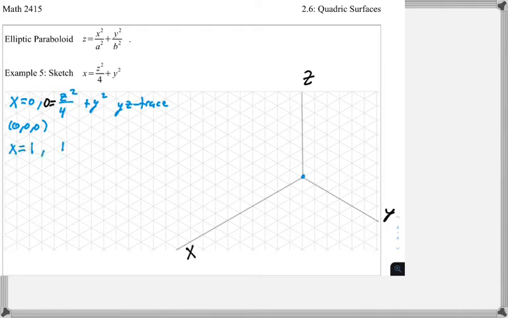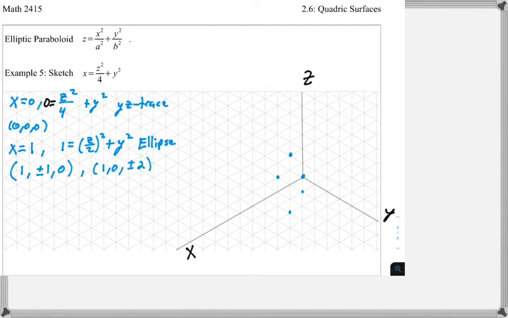However, if we let x equal 1, then we have 1 is equal to z over 2 quantity squared plus y squared, and this is going to be an ellipse. So it's going to be 1, plus minus 1, 0, and 1, 0, plus minus 2. That's going to satisfy the equation there, so we're going to draw an ellipse in right here. So there's an ellipse.